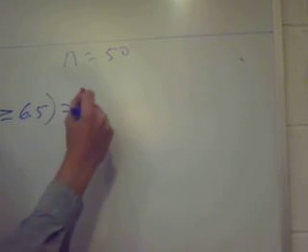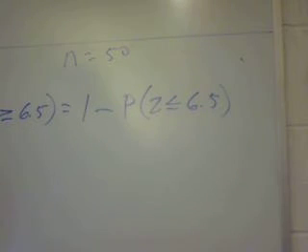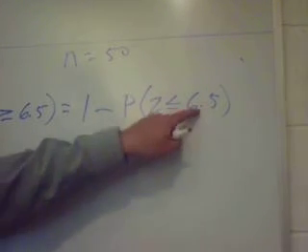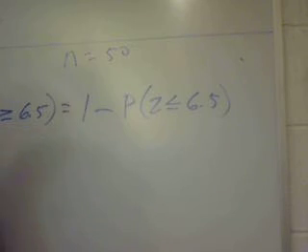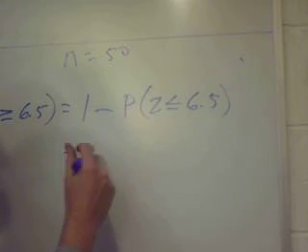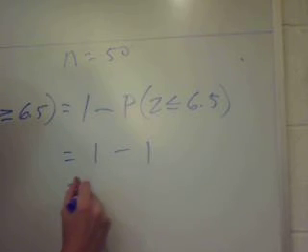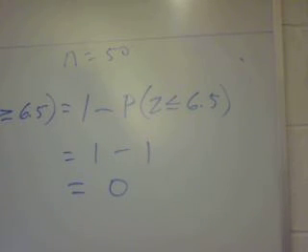That's going to be 1 minus the probability z is less than 6.5. Well, 6.5 is off the charts. If you go to Table 2, 6.5 is off the charts. So the probability for a z-score off the chart positive is 1. So the answer is 1 minus 1, which is 0. So there's 0 probability that a random sample of 50 fish has a mean length greater than 10 inches.